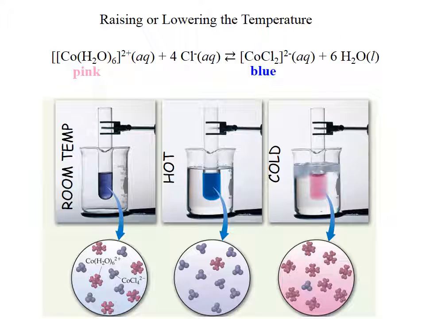Now if we change the temperature, here we have an equilibrium established between the cobalt hexahydrate and cobalt chloride. One of them is pink and the other one is blue. This is just like the lab we did. So the hot water will shift the equilibrium to the blue side, the cobalt chloride side, and the cold temperature will shift it to the pink side. Okay, and this is related to the delta H of the reaction.